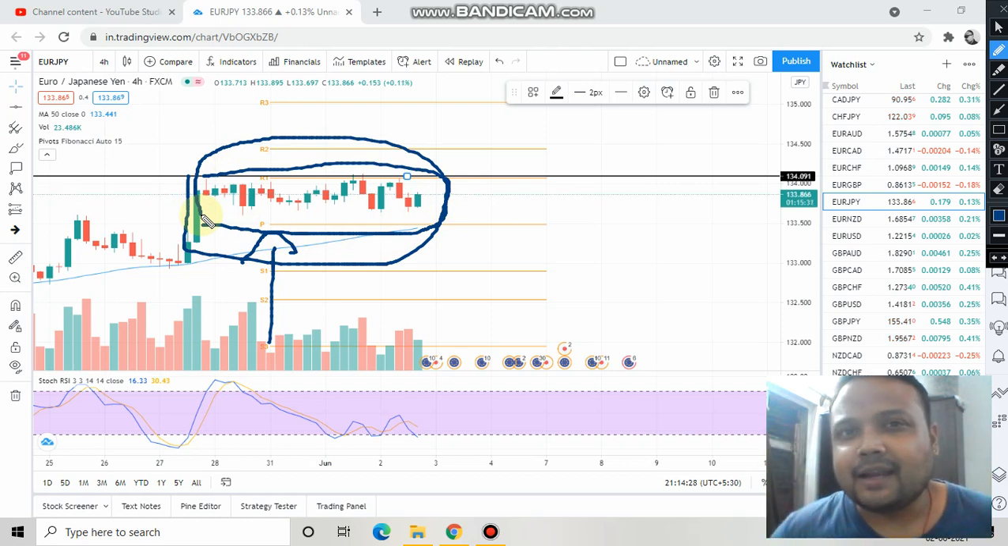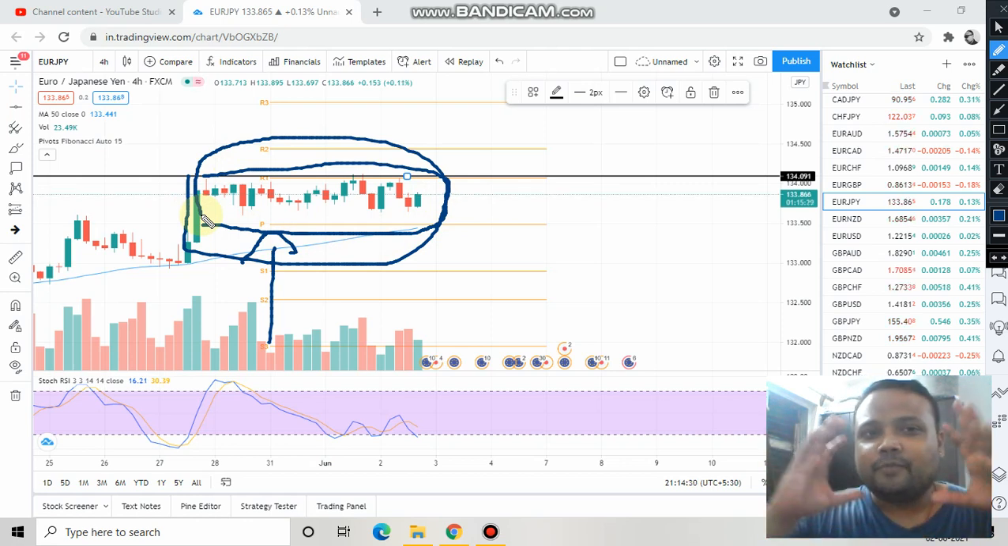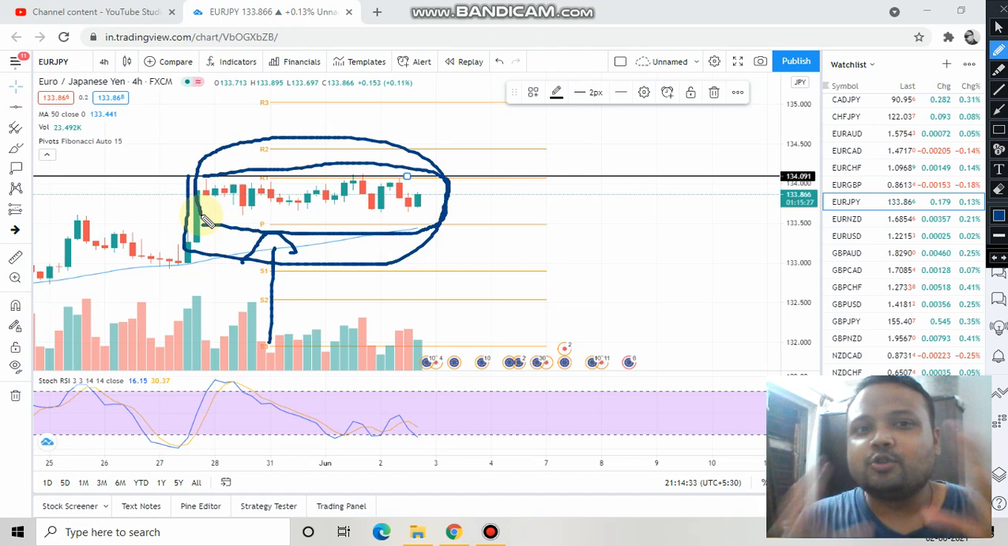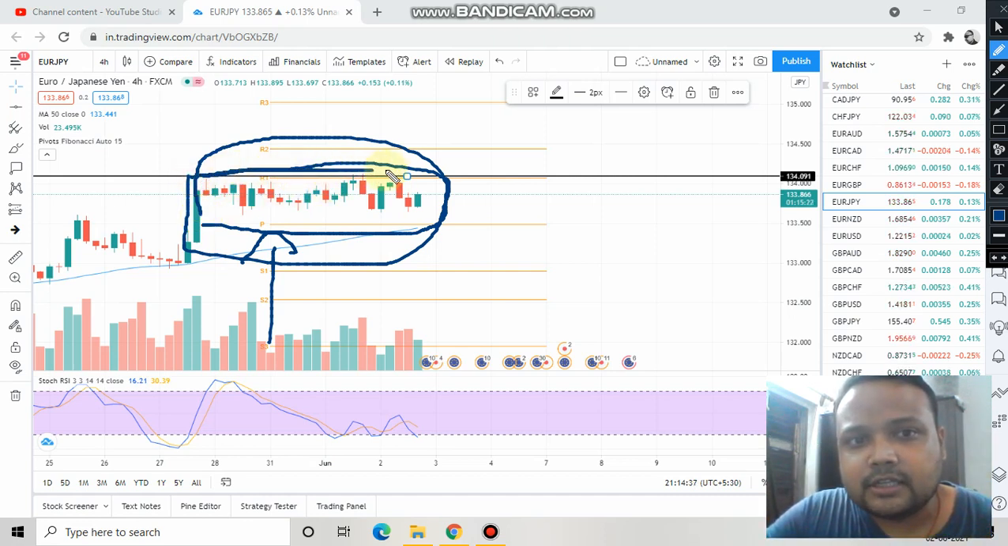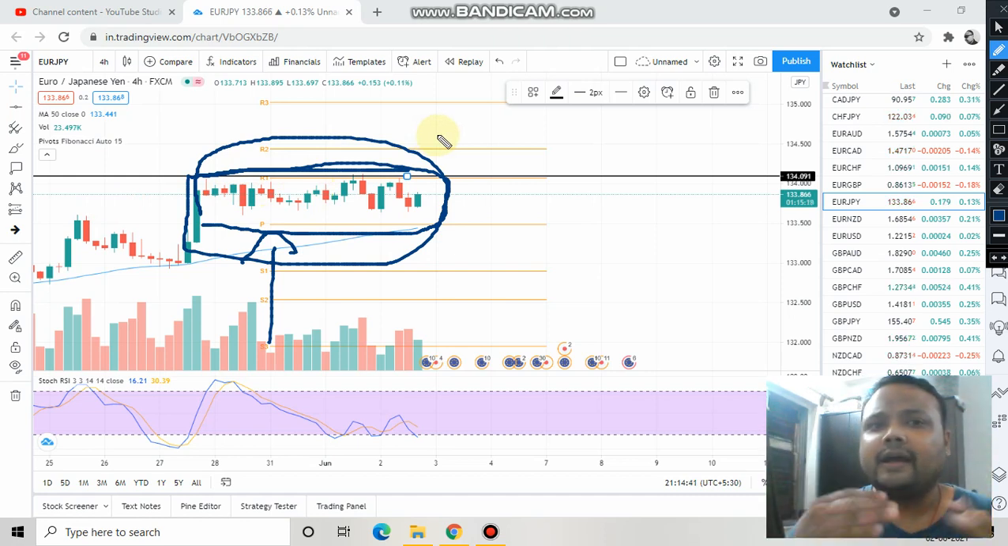Do you still think market is in an uptrend? No. You can easily see that there is no volatility in the market. Market is trying to go up. Market is trying to cross this particular level, but market is unable to do so. And if we look at this particular chart, then there is no answer.